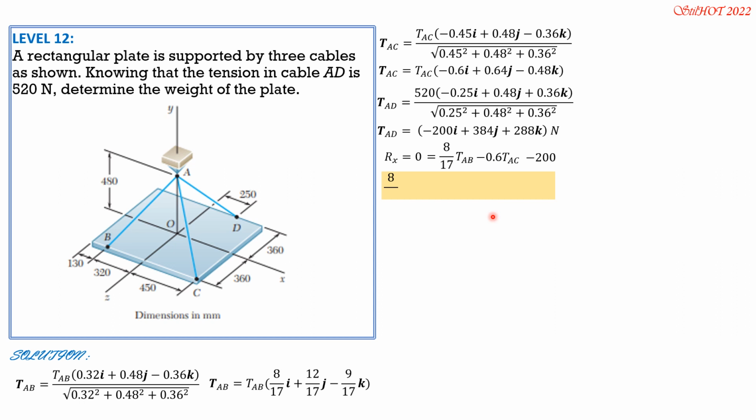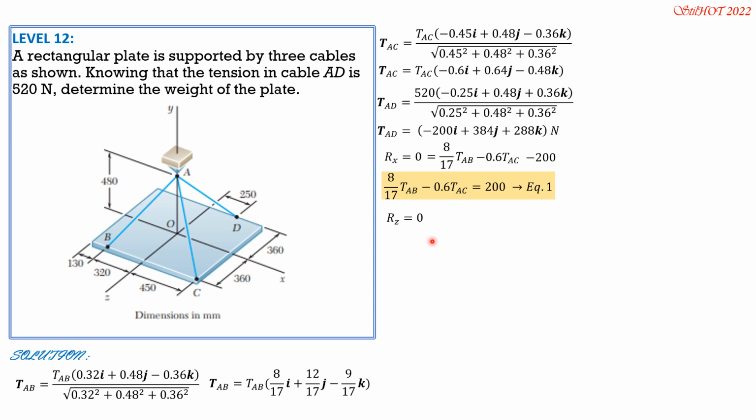So simplifying, 8 over 17 tension AB minus 0.6 tension AC equals 200. Call that equation 1. Then Rz equals 0, so that we might be able to solve some certain values here.